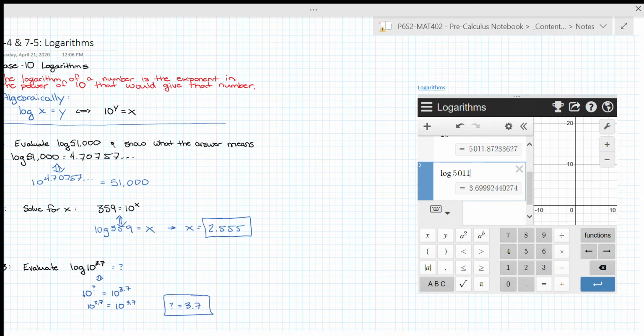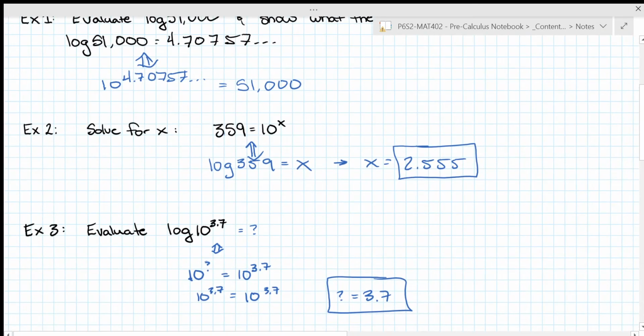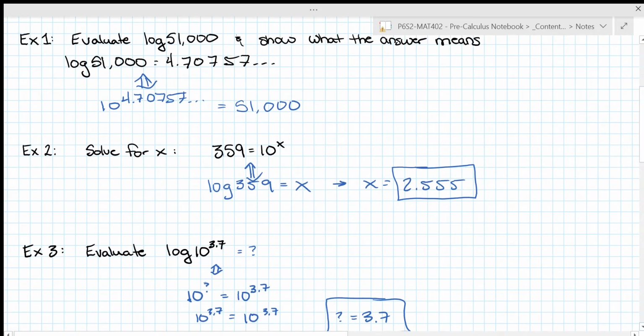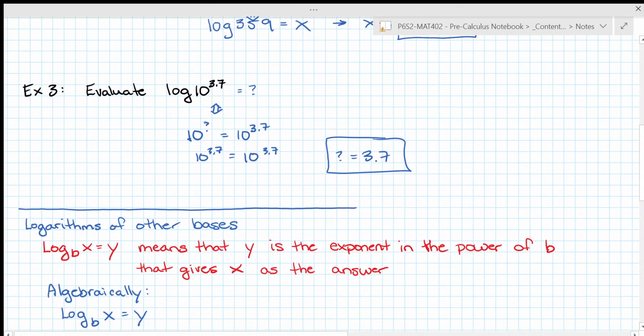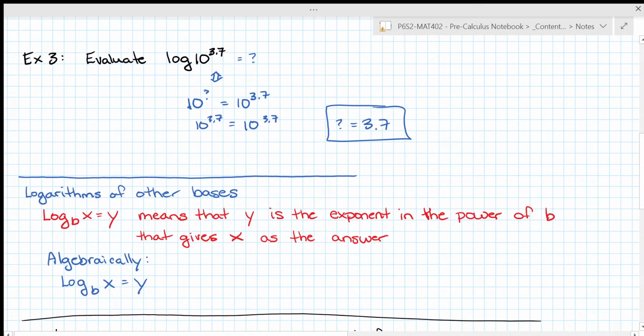So key idea, logs are exponents. It's a function where I take some number as an argument and it returns the exponent in the power of 10 that would give me that argument back. We use base 10 logs a lot, and if there's no base written, that's what's assumed. If you just see log of something with nothing written in a subscript, it means log base 10. But we can use logs of other bases, and we often do use logs of other bases that are not base 10.